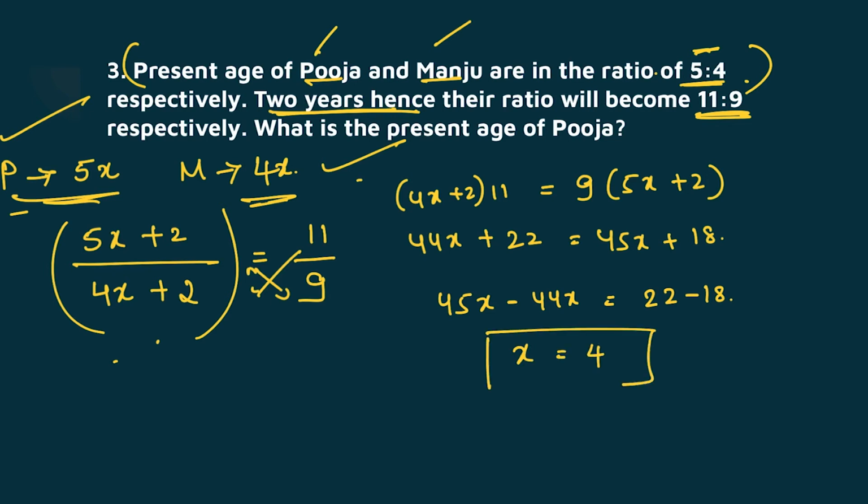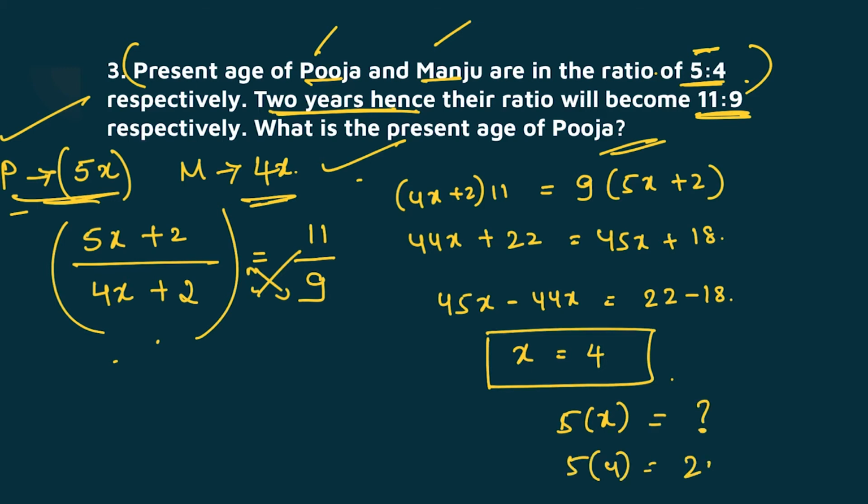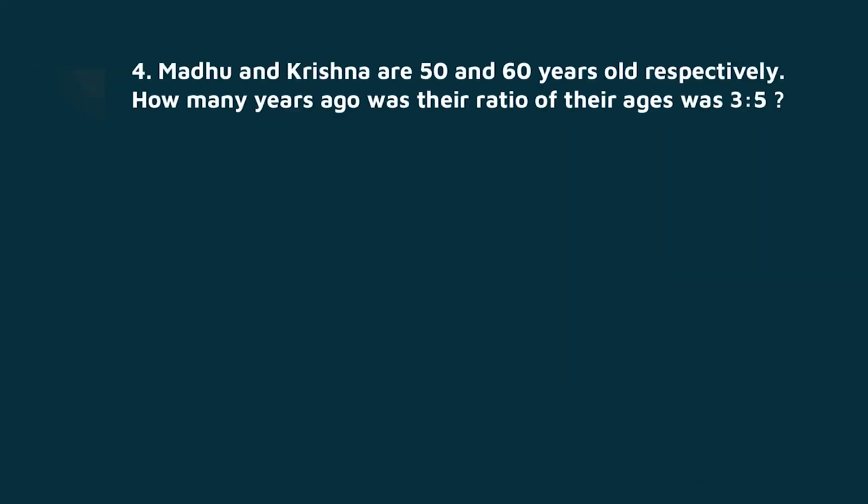So this is the value of x, but you have to find the present age of Pooja. So we have already taken the present age of Pooja in the ratio form as 5x. So 5x gives the age of Pooja. 5 into 4 is equal to 20. So 20 is the present age of Pooja.